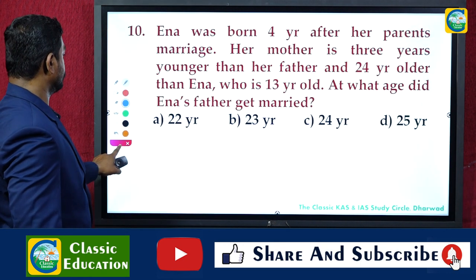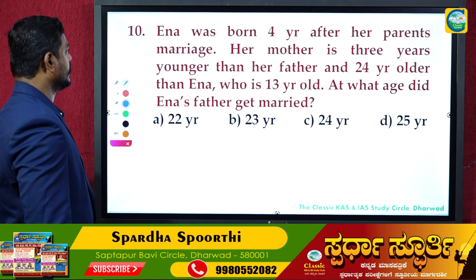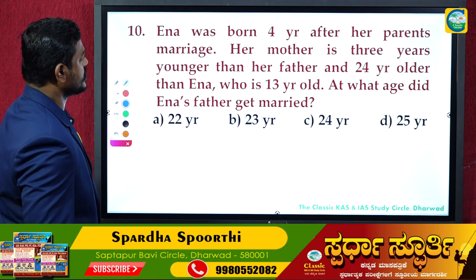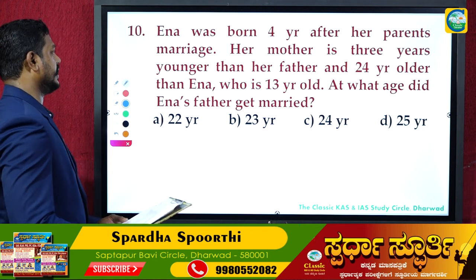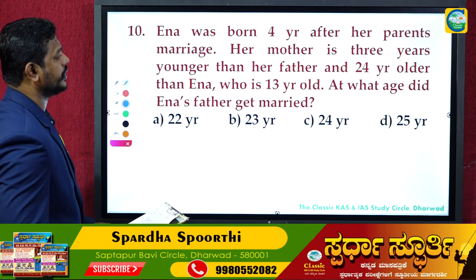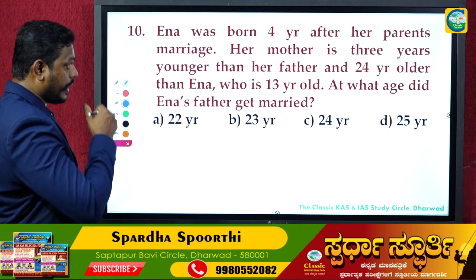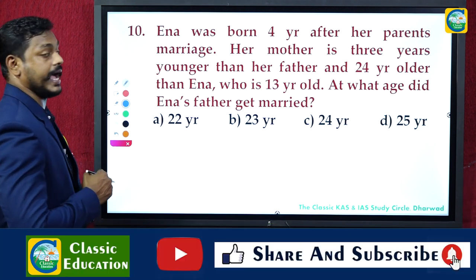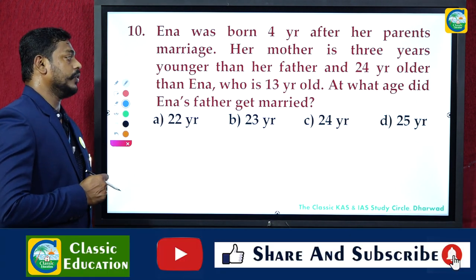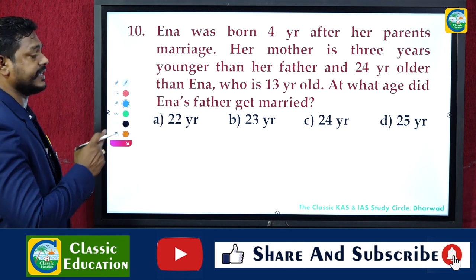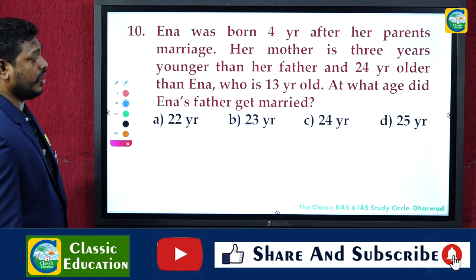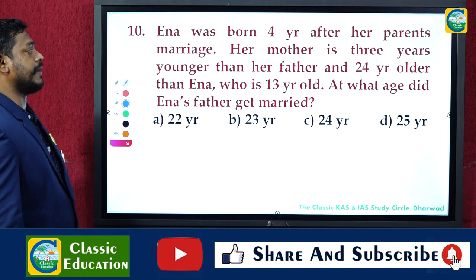So let me check here. Very interesting question, the 10th question. Anna was born 4 years after her parents' marriage. Her mother is 3 years younger than her father and 24 years older than Anna. Anna is 13 years old now. At what age did Anna's father get married?